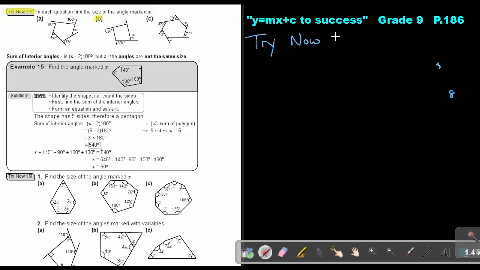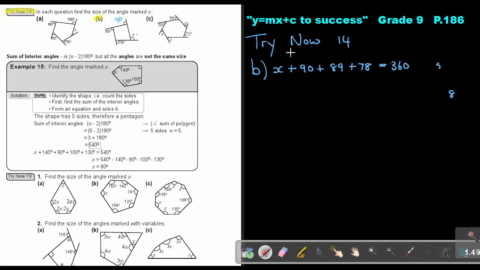Okay, try now 14 and we are going to focus on number B. Now remember that little square means 90 degrees. So let's just form my equation. So I'm going to say x, I start there, plus 90 plus 89 plus 78 is going to give me a sum total of 360.